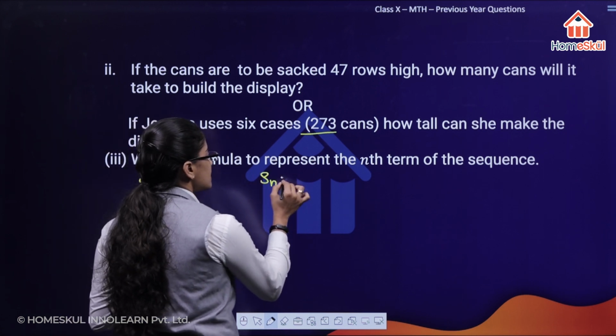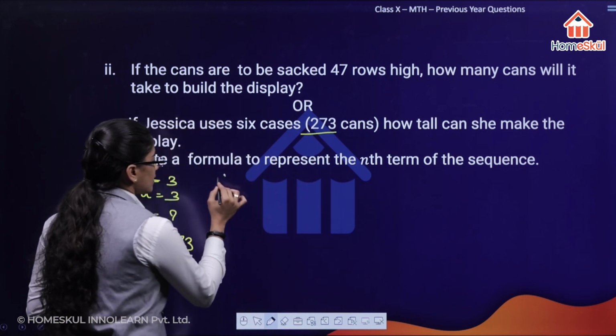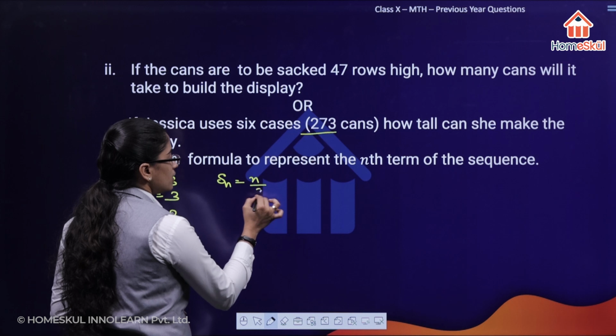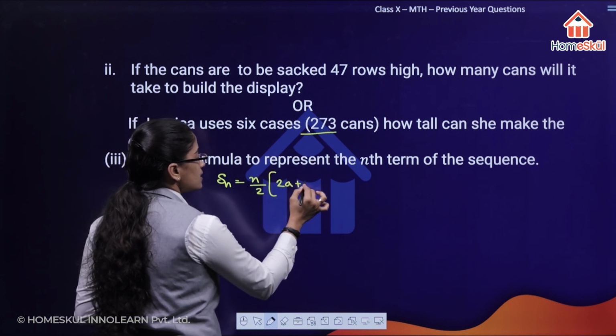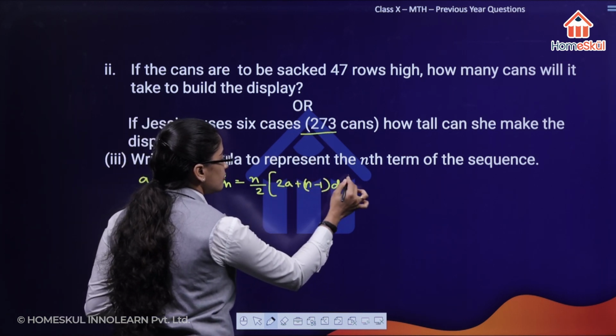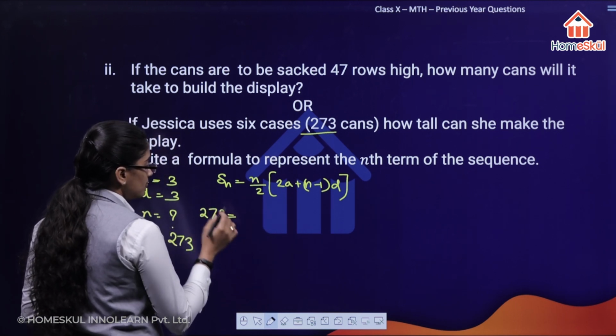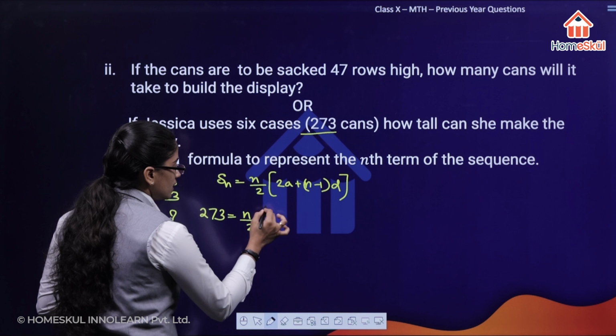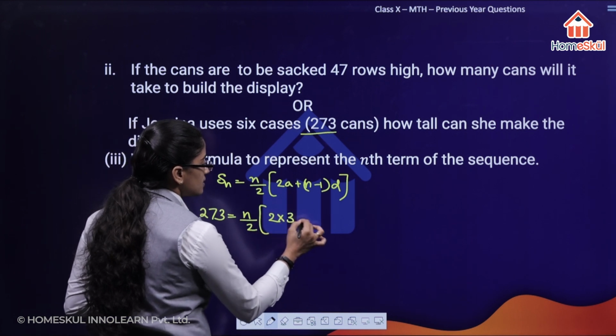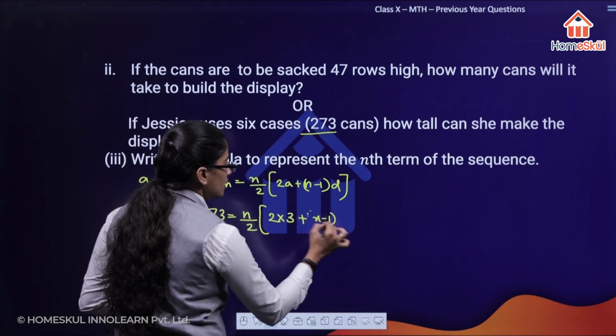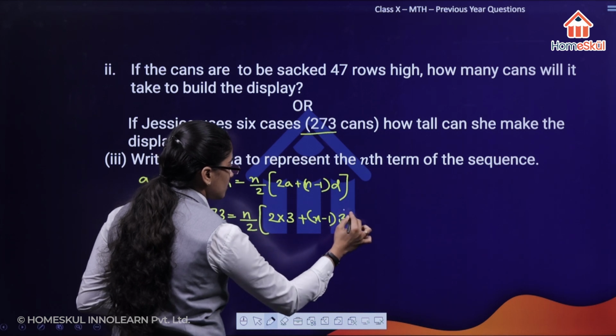Thus, the formula Sn is equal to n by 2 into 2a plus n minus 1 into d. The first term and the common difference remain the same. Sn, 273, is given. n by 2 into first term, which is 3, plus n minus 1 into d. The common difference is also 3.